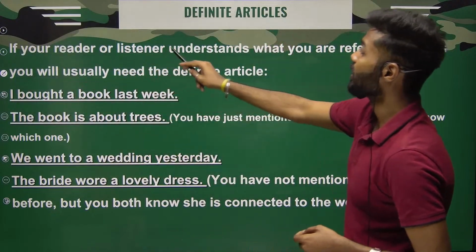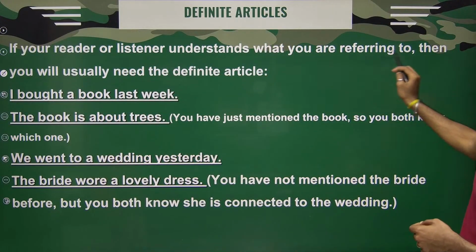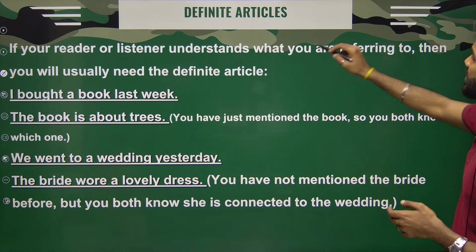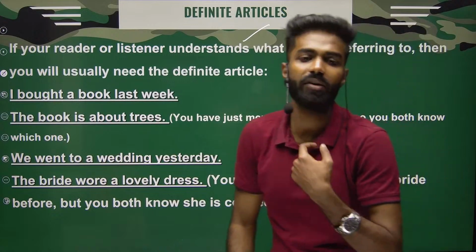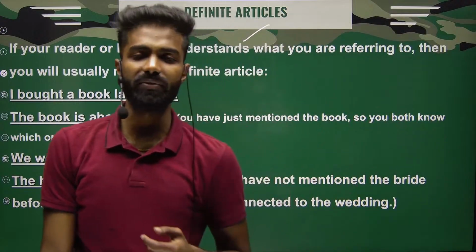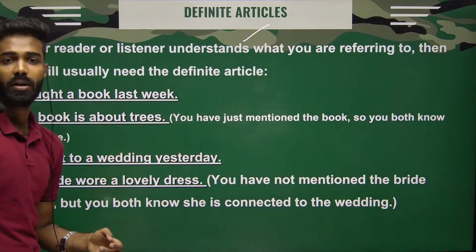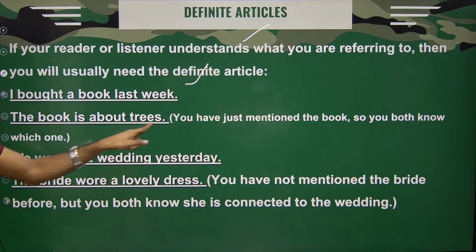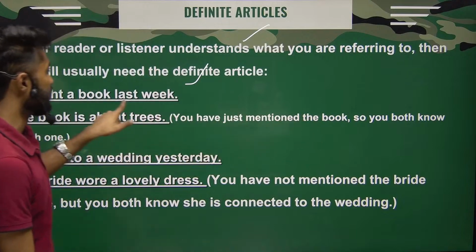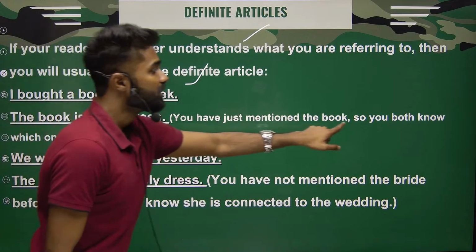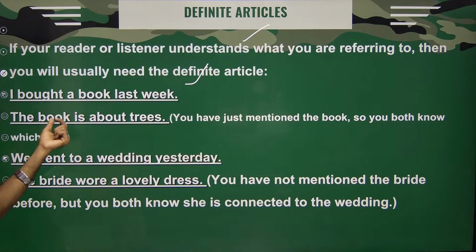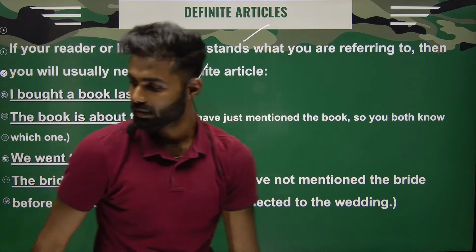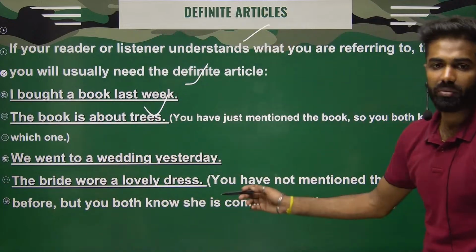See, if your reader or listener understands what you're referring to, then you will usually need a definite article. What do you mean by understands what you're referring to? Understand when you have a particular detail or when you have a specific detail or information, then you will understand. Okay. So if it is definite, then you will be using a definite article. That's it. See, you have just mentioned the book here. You have just mentioned it, but you both know what the book is about, right? The book is about trees. So you have a particular detail, then you will simply use that the in front of it.